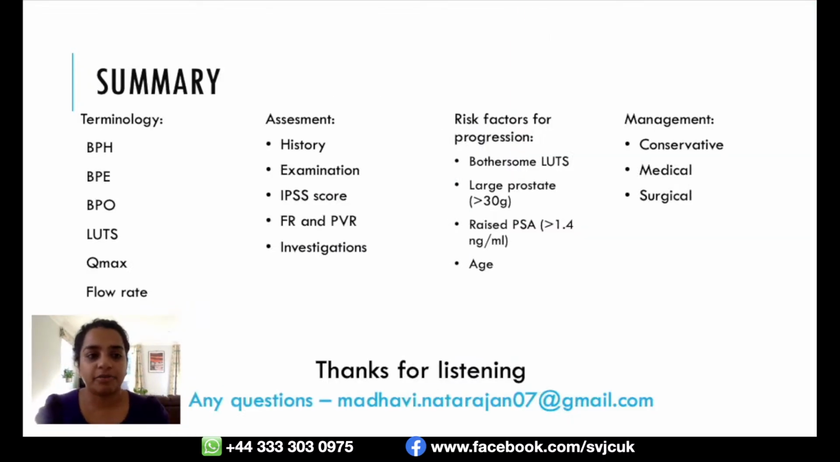So, in summary, we've been through a lot of information today. We've defined BPH, BPE, and BPO, as well as low urinary tract symptoms, highlighting how you may measure this using a flow rate and the Qmax. The assessment of the patient should include all of the basics that you would do for any medical consultation, including history, examination, and then some of the more specialised scoring systems, including the IPSS. The risk factors for progression of BPH include initially quite bothersome low urinary tract symptoms, the larger prostate, a raised PSA, and a man being older.